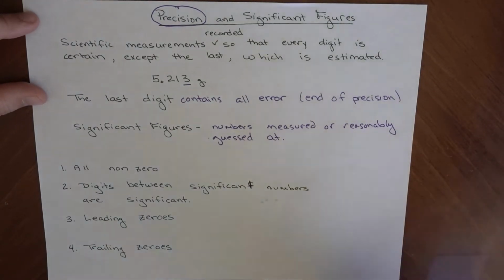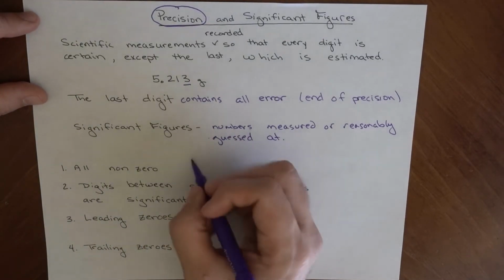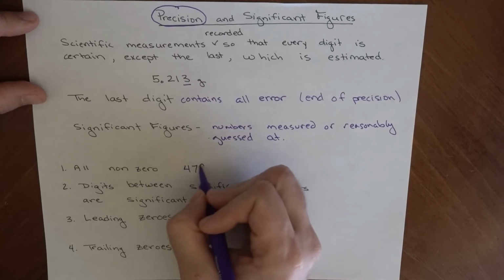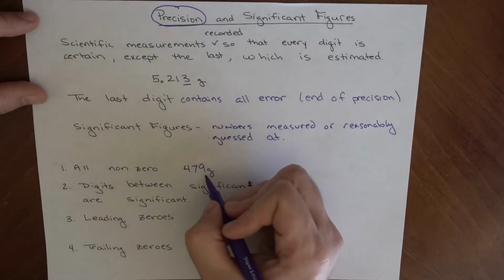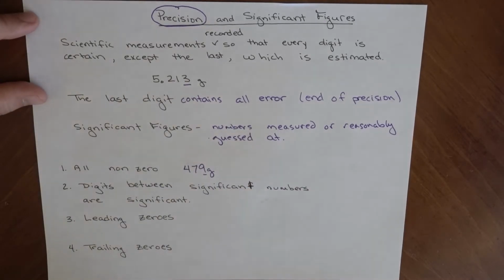So one rule is that all non-zero numbers are significant. So if I had a number like 479 grams, each one of those numbers is significant, and the least precise of that one is right here in the ones place. Okay, so all non-zero numbers are significant. Any number between significant numbers is significant as well.